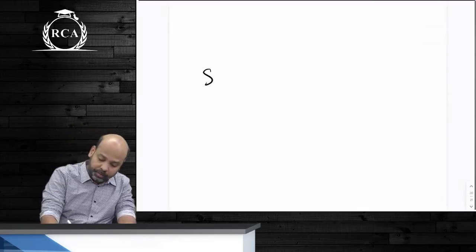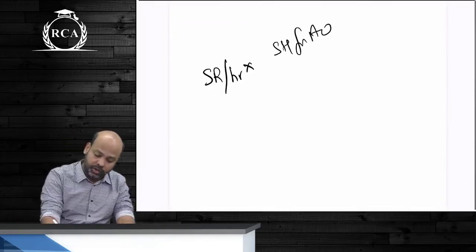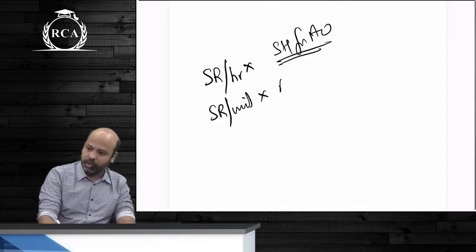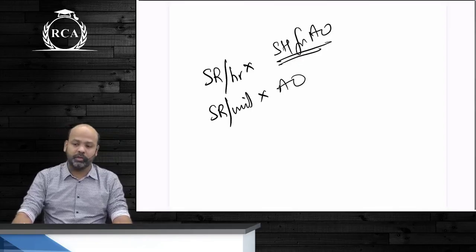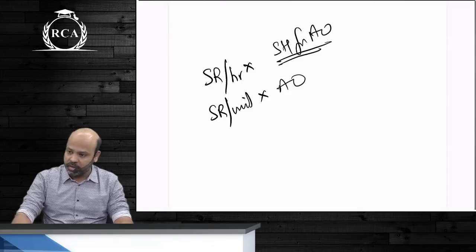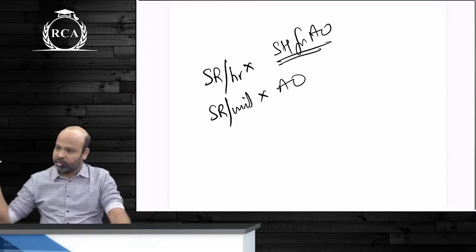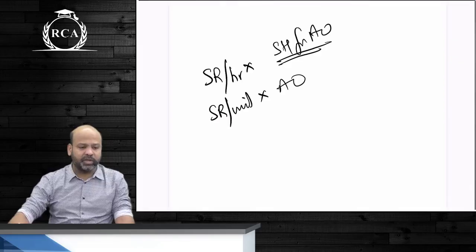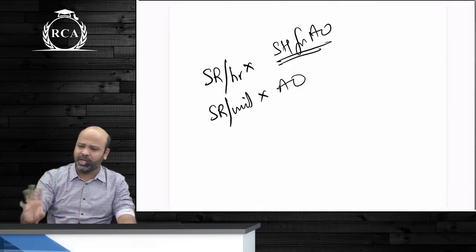Standard rate per hour into standard hours for actual output. What if I would have taken standard rate per unit? It doesn't matter whether it is variable overheads, fixed overheads, material, or labor. As per standards, the relation is always going to remain this only. Are we getting it? If I tell you that as per the standards labor cost per unit is 100 rupees, then how many hours it has and what rate it comes at is irrelevant.